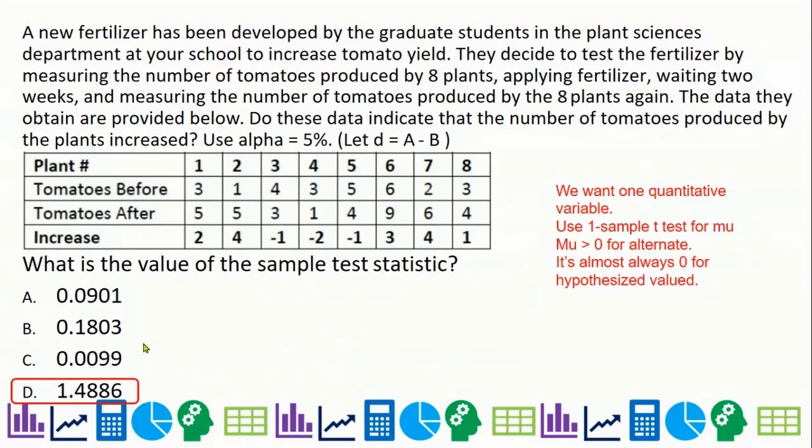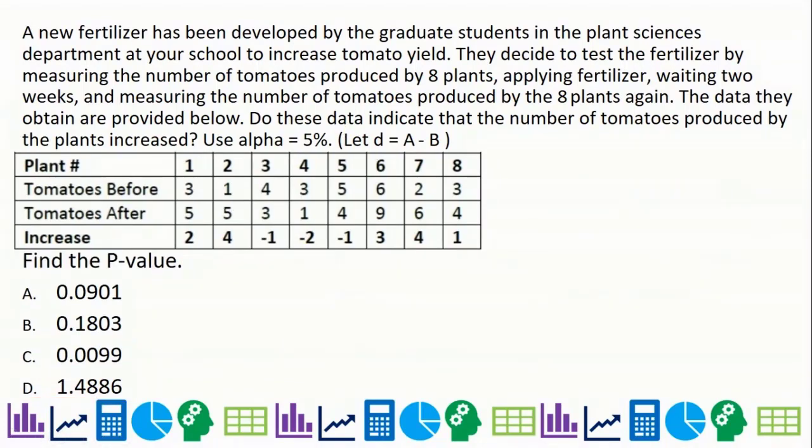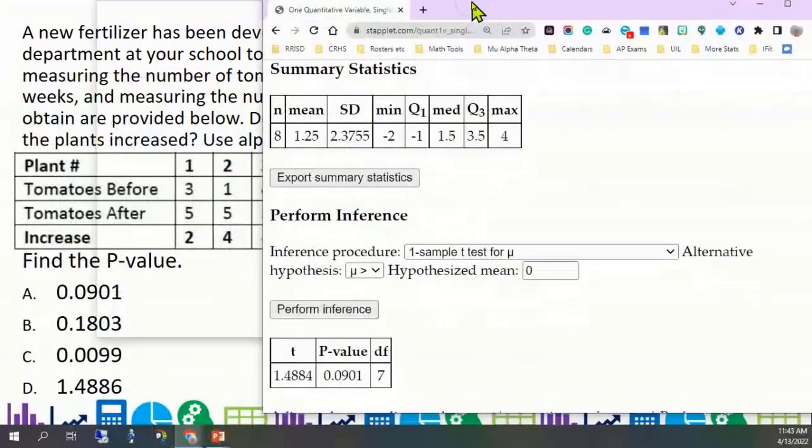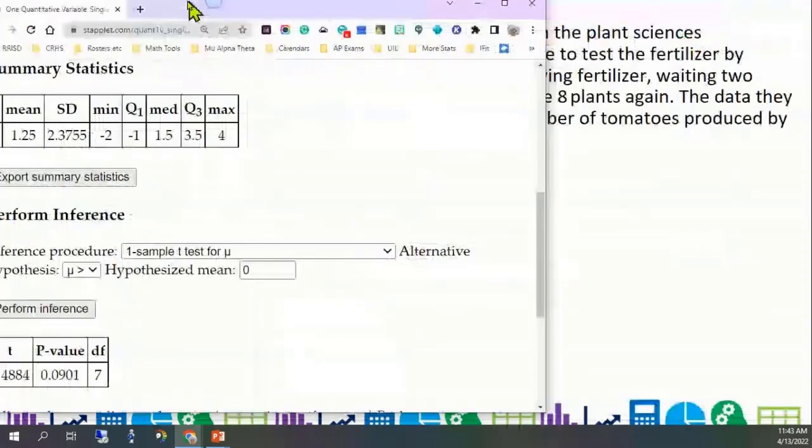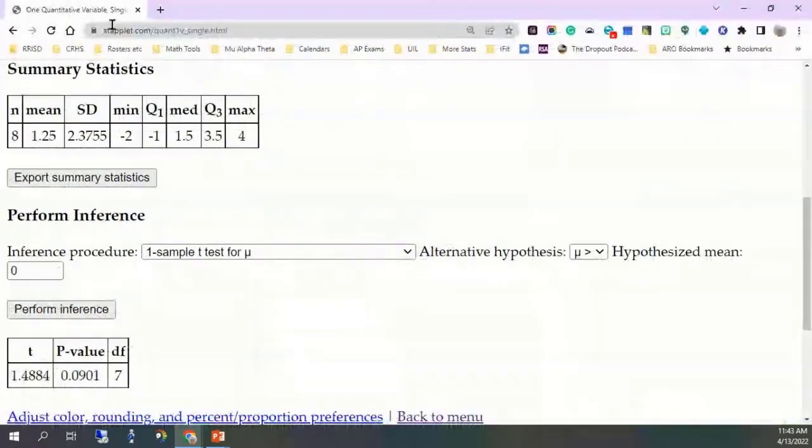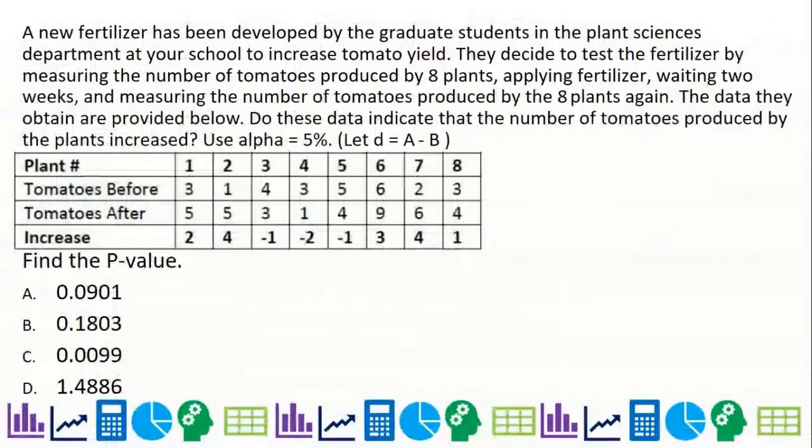All right. So the correct answer on here, the test statistic is 1.4884. And then when we go to the p-value, right? Well, we have it right here. What's the p-value? 0.0901, right? All right. So it's 0.0901. So in that case, all we have to do is go ahead and click off 0.0901.